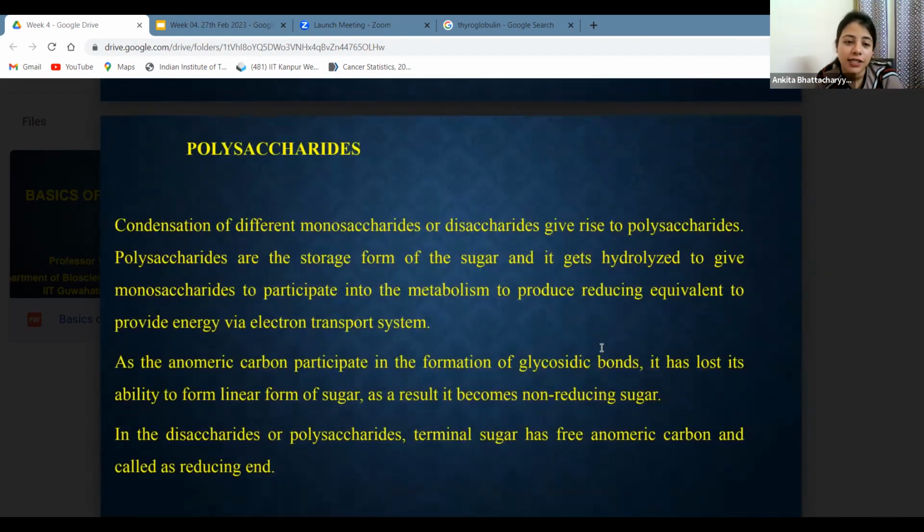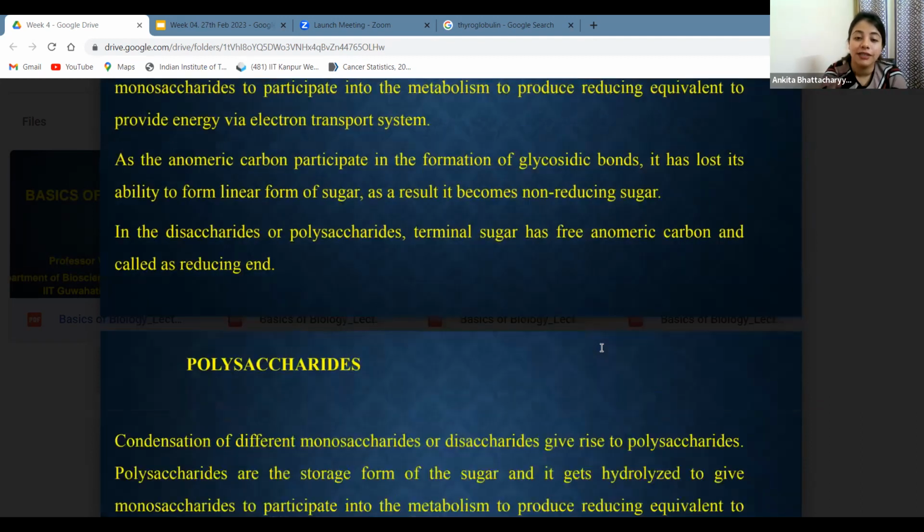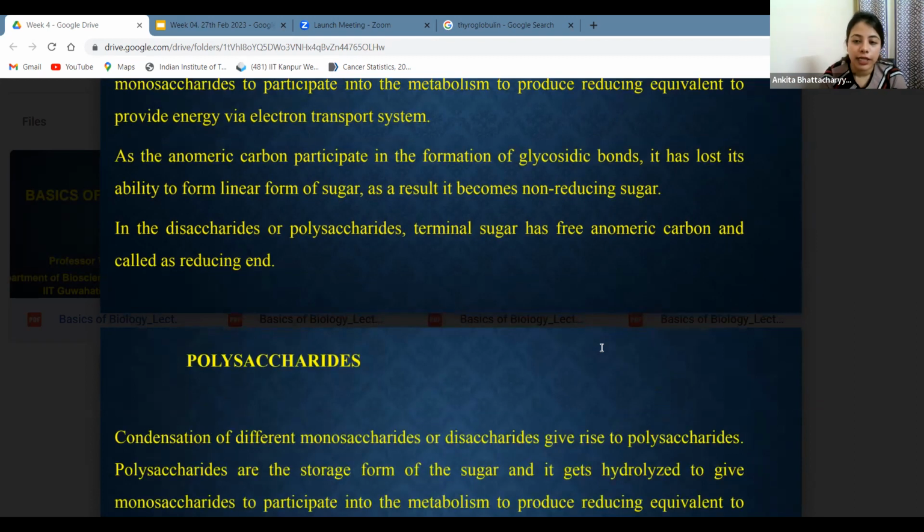Coming to polysaccharides, when different monosaccharides or disaccharides condense, they effectively give rise to polysaccharides. They are the storage form in which sugar is stored, and then it can get hydrolyzed to give rise to monosaccharides that can be involved in metabolism to produce reducing equivalents, and ultimately give us energy. The terminal sugar in disaccharides or polysaccharides has a free anomeric carbon and is called the reducing end. So that's what we talked about for polysaccharides.